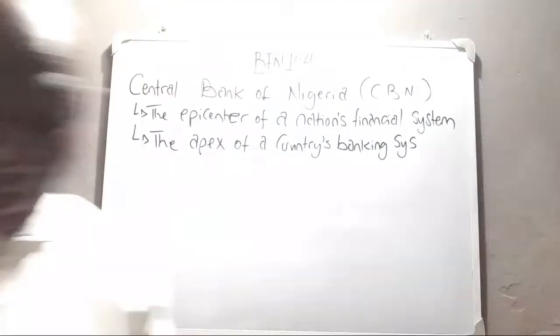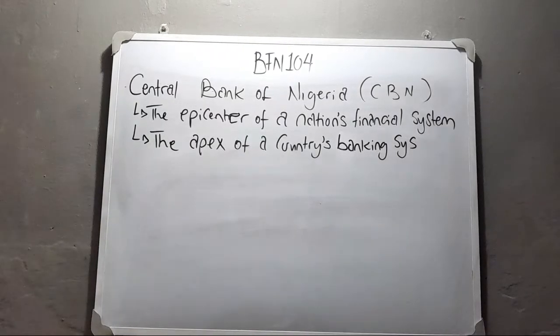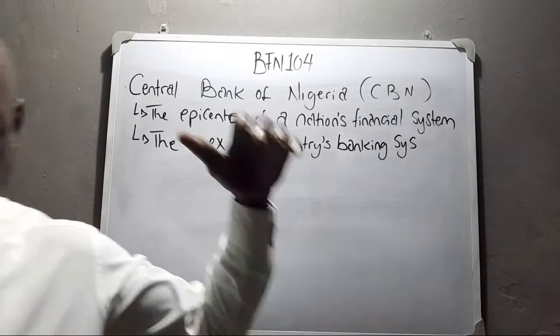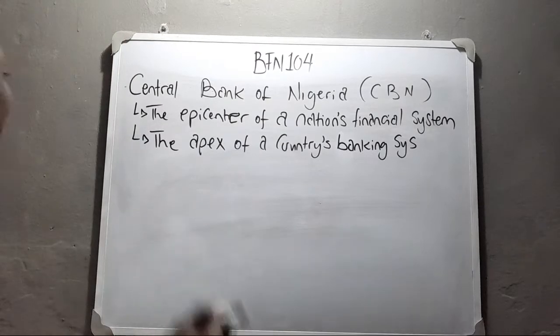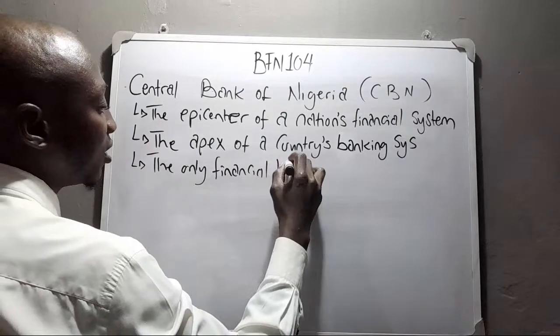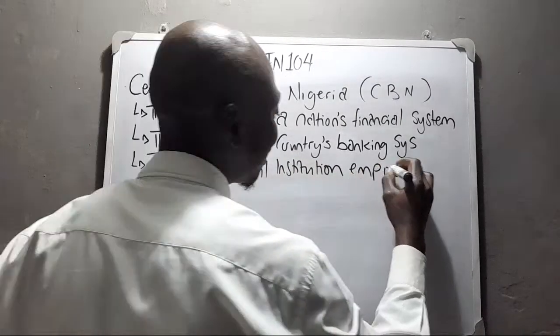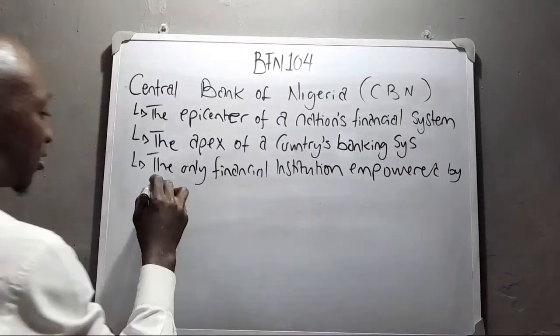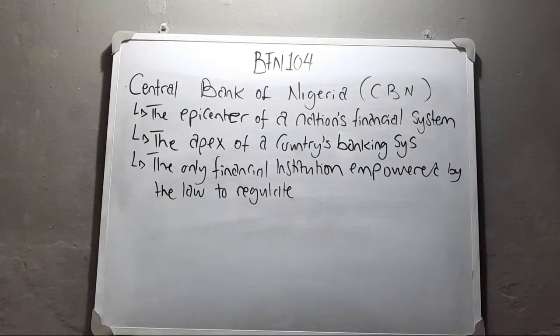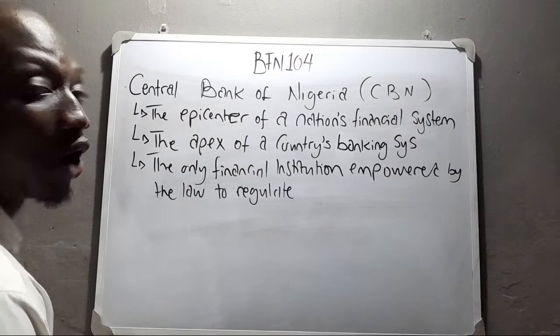So we also have the central bank as what we refer to as the epicenter of a nation's financial system. It is also referred to as the apex of a country's banking system. The central bank is the only financial institution empowered by the law to regulate other financial institutions, empowered by law to regulate and supervise commercial banks and other forms of banking in the country. Now, not just to regulate alone, to also supervise.